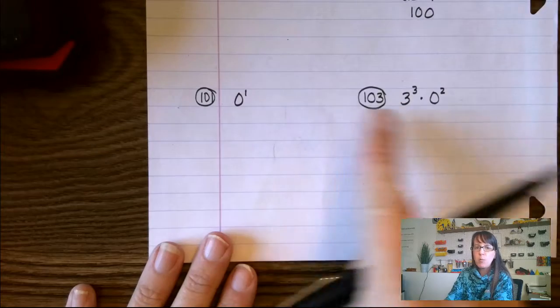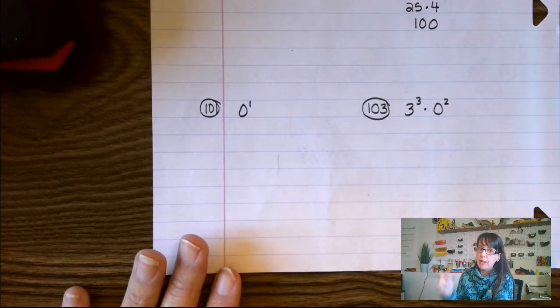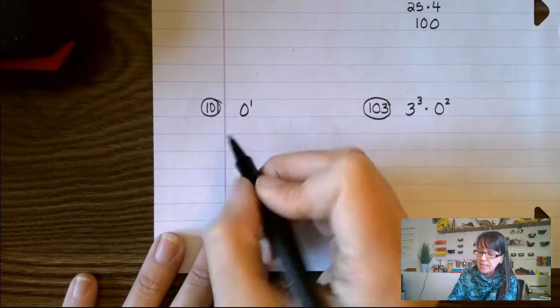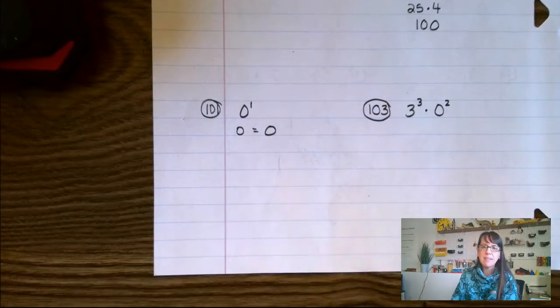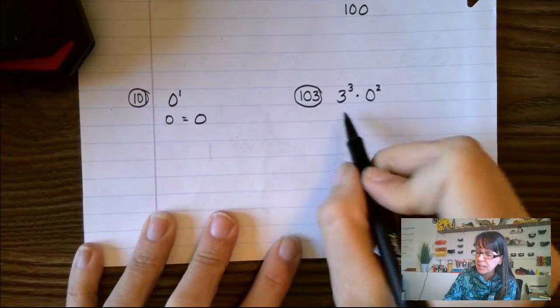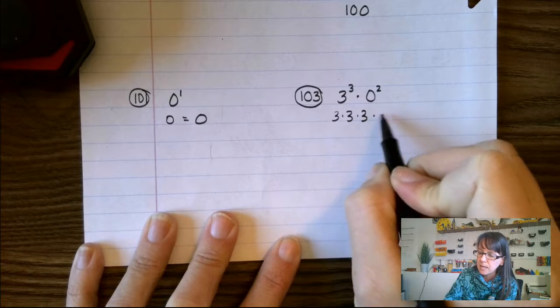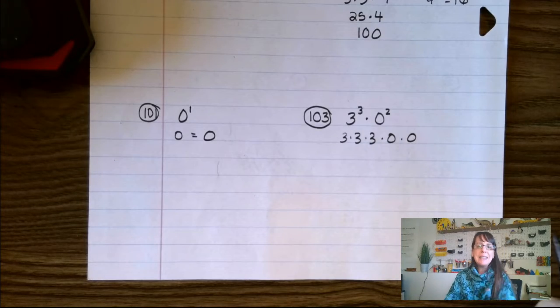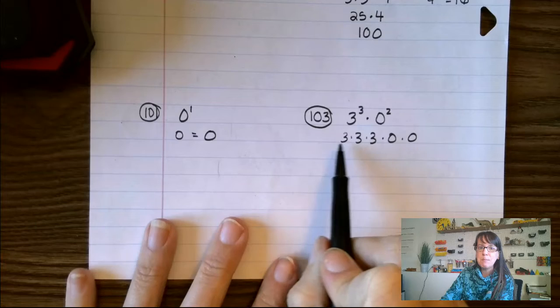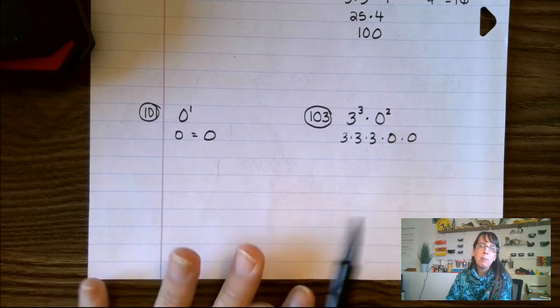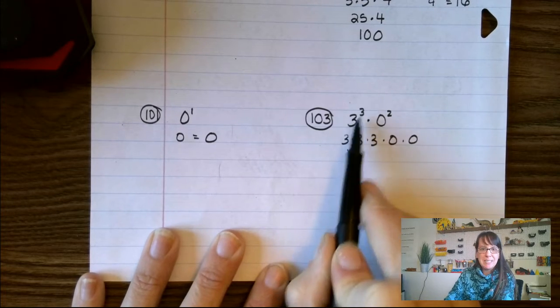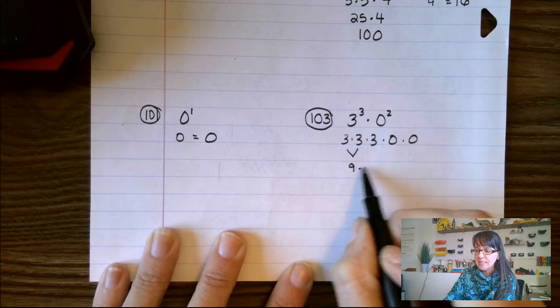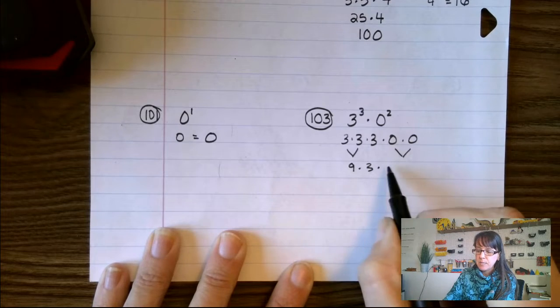Okay, so let's talk a little bit more about these when we're talking about exponents, and then I'll go back to that prime factorization. So this guy right here is saying 0 one time. That's just going to be 0. Over here, this is saying 3 times 3 times 3 times 0 times 0. Well, anything times 0 is 0. So it doesn't matter what all this is. It's going to be 0. But I just want to show you 3 times 3 is 9, because a lot of people look at this and say, oh, it's 9. But no, it is times, and I'm going to say 0 times 0 is 0.